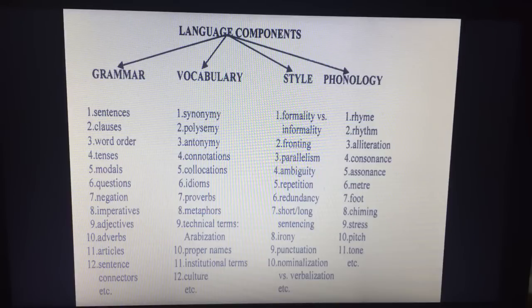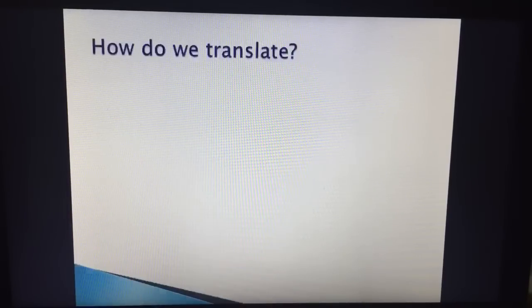In style, you look at formal, informal, fronting, parallelism, ambiguity, repetition, redundancy, short and long sentences, irony, punctuation, and nominalization as opposed to verbalization of a sentence. And then you've got phonology, which relates mostly to translating poetry: rhyme and rhythm and alliteration and consonance and assonance, meter and foot and chiming and stress, pitch and tone. So these are really the basics that you do.